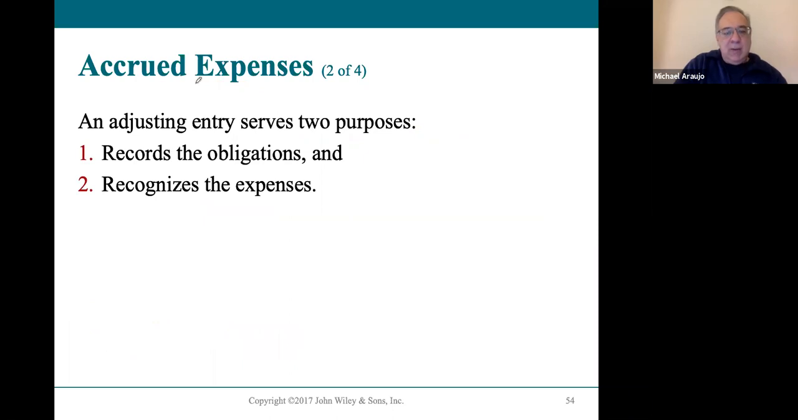So again, when we record an accrued expense, of course, we want to recognize the expense for that particular period. So that's going to happen. But we're not paying it yet, so we actually have to set up a payable. We have to record the liability that we actually owe this. Right? We have the expense on the books, yes, but we owe it. We're going to pay it later.